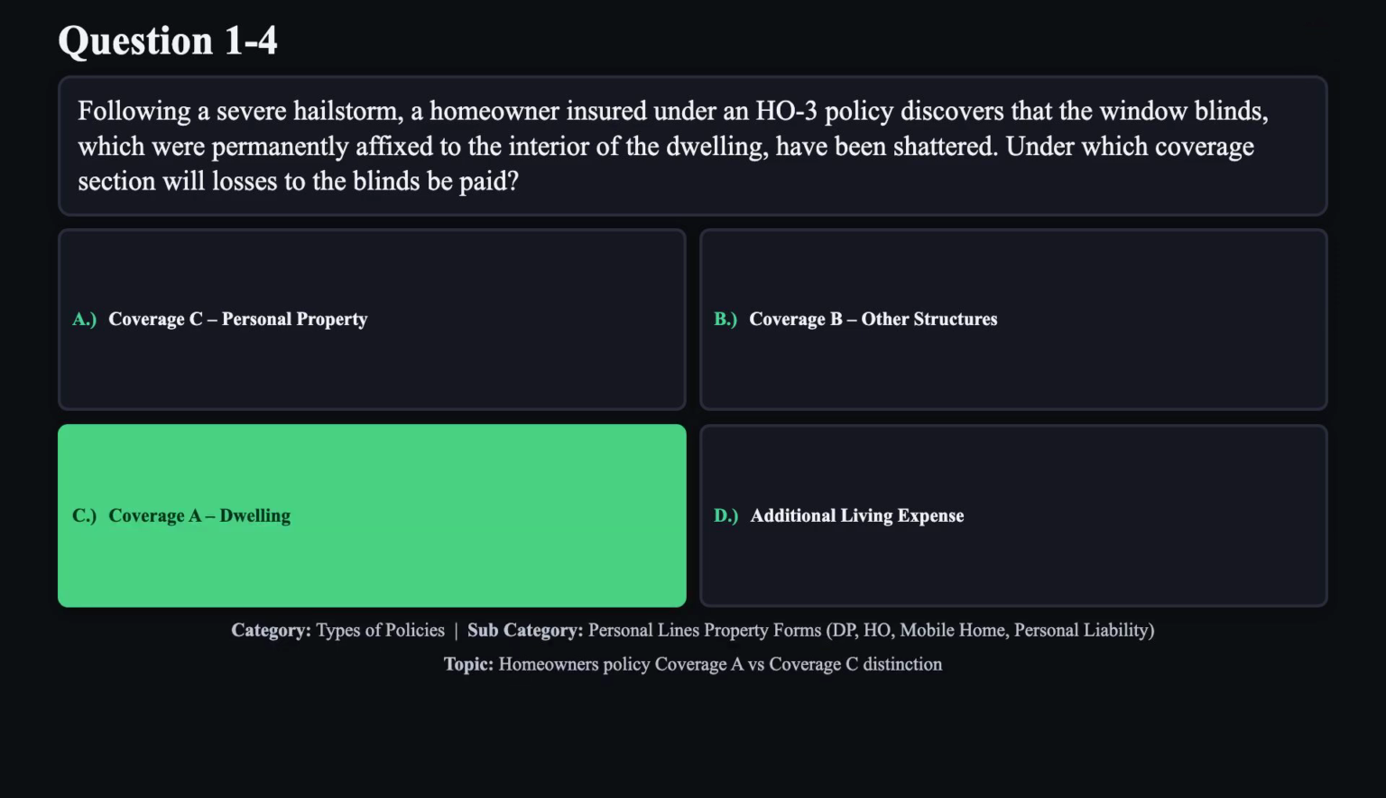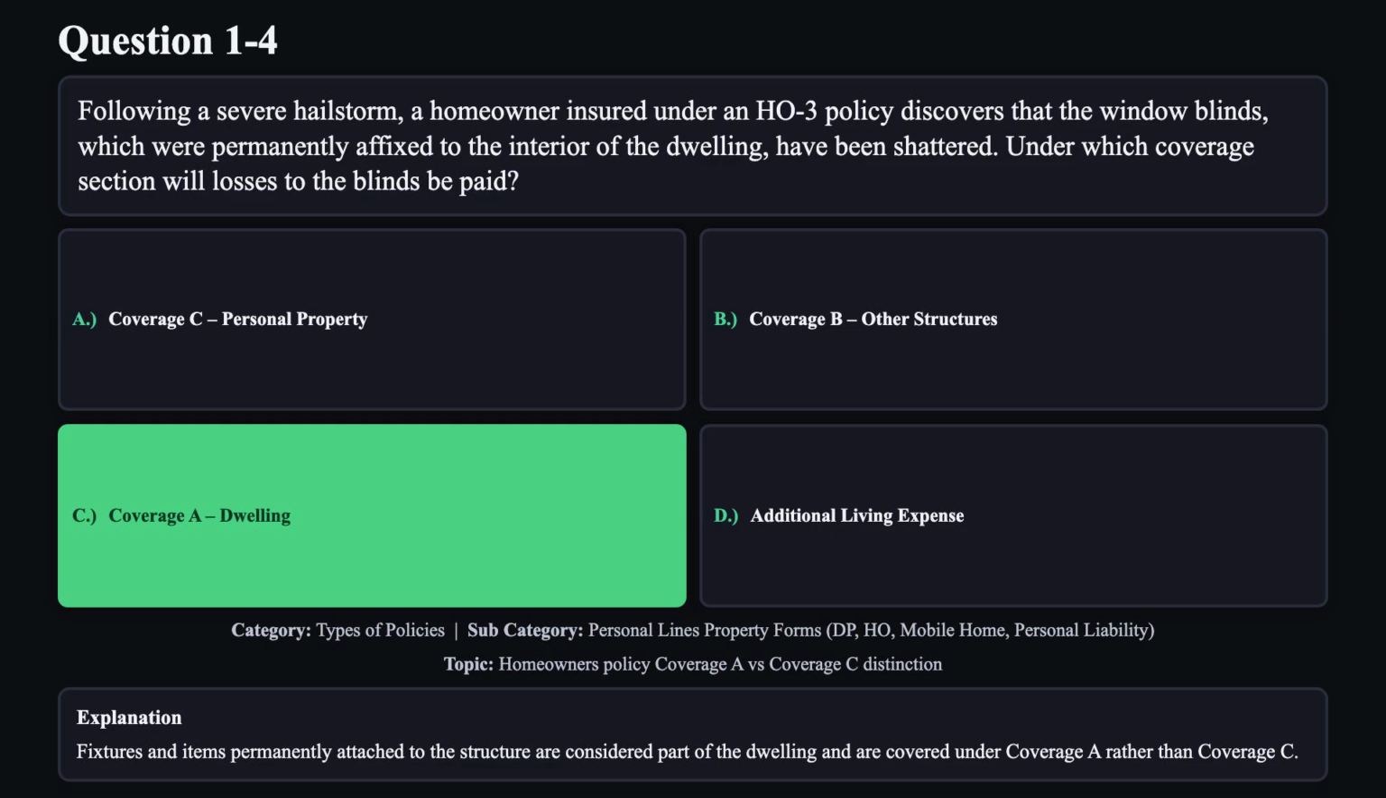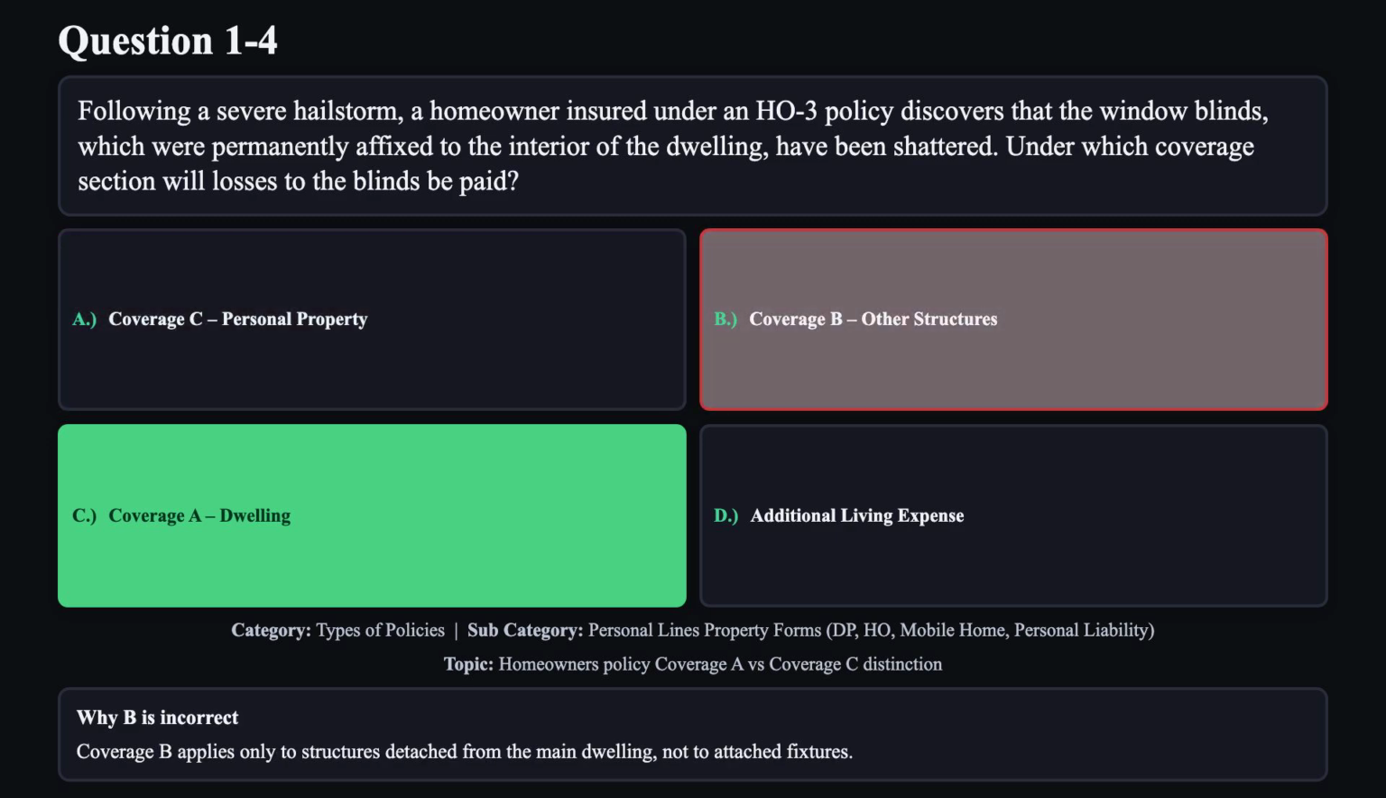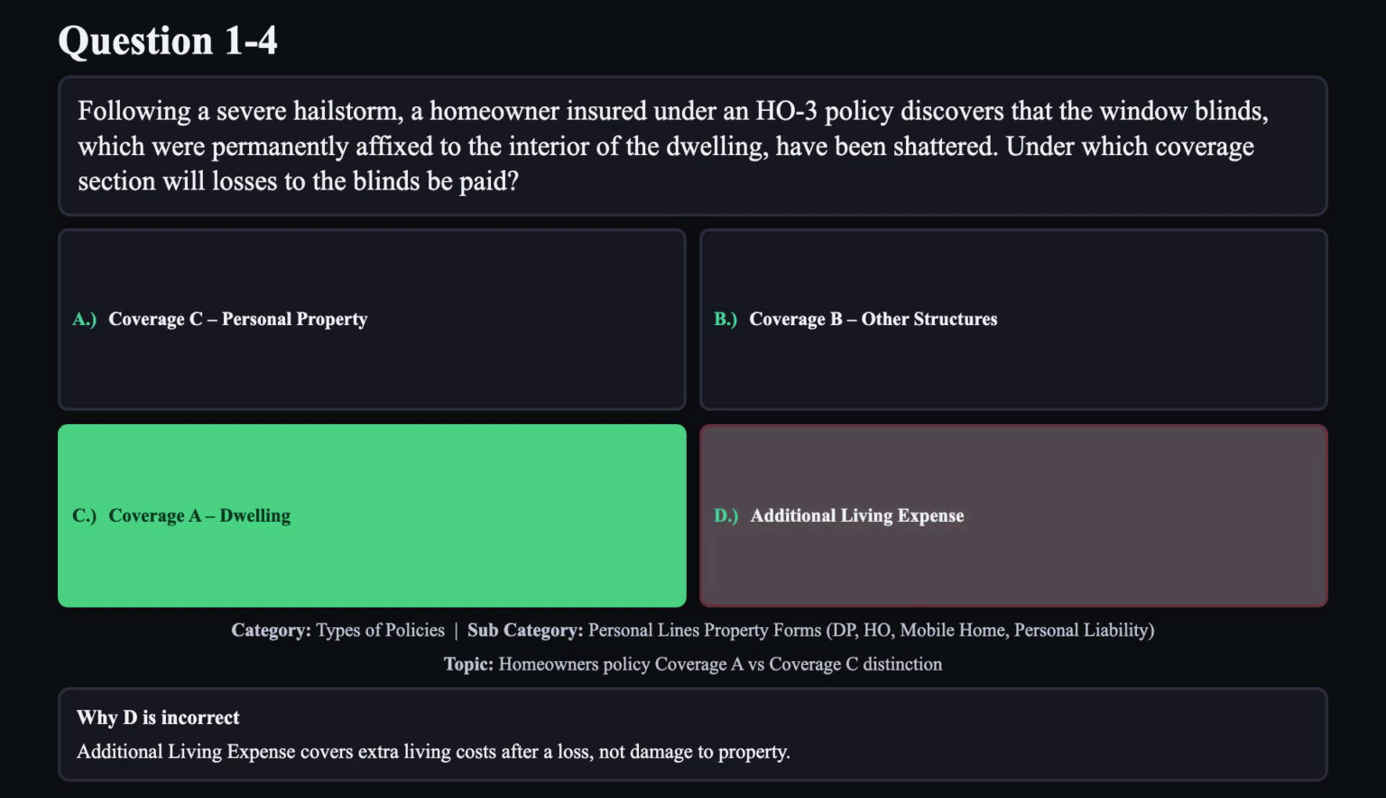The correct answer is C. Fixtures and items permanently attached to the structure are considered part of the dwelling and are covered under Coverage A rather than Coverage C. Reason A is not correct. Coverage C covers only personal property that is not permanently affixed to the building. Reason B is not correct. Coverage B applies only to structures detached from the main dwelling, not to attached fixtures. Reason D is not correct. Additional living expense covers extra living costs after a loss, not damage to property.